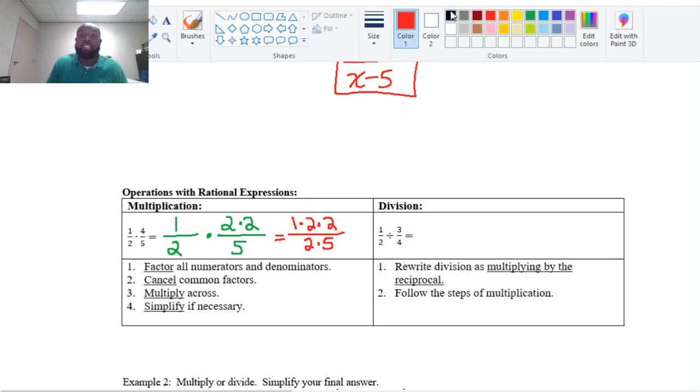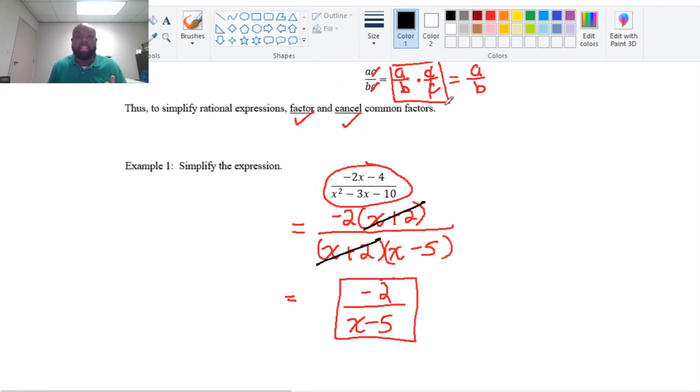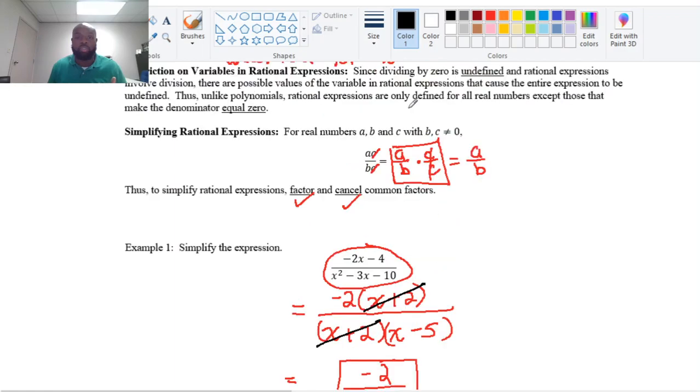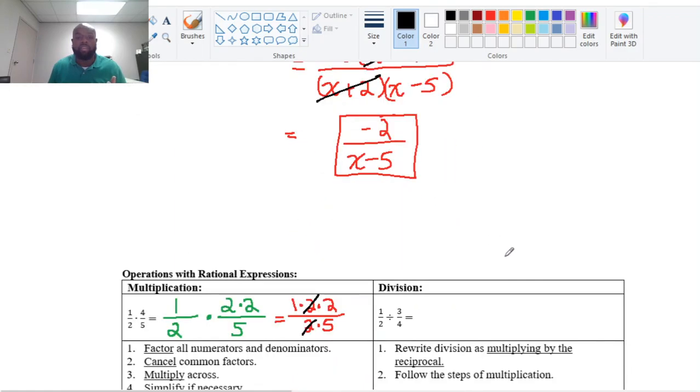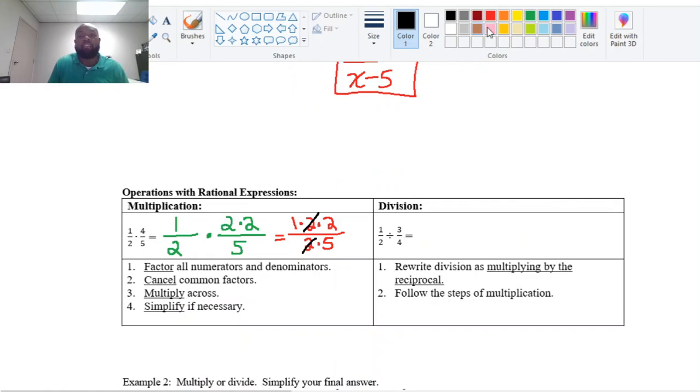Now that I have this, I can cancel my common factors, which is what we did in the example up here, using this technique. And once I have that, my final solution will be 1 times 2, which is 2 over 5. That is how you multiply rational expressions that deal with variables, right?